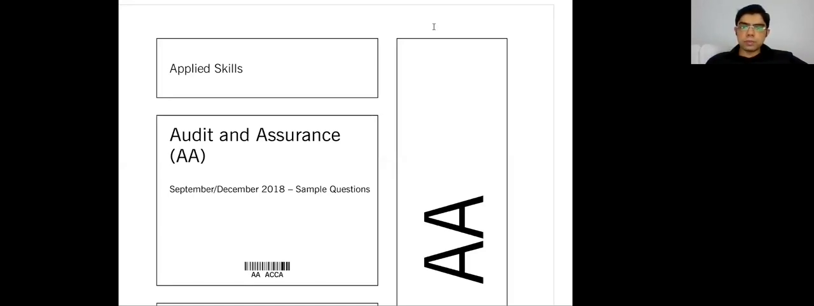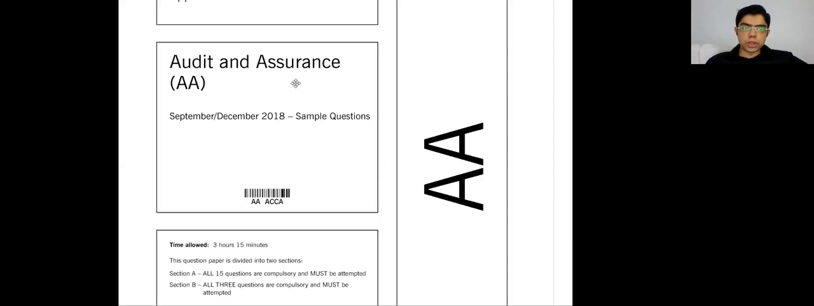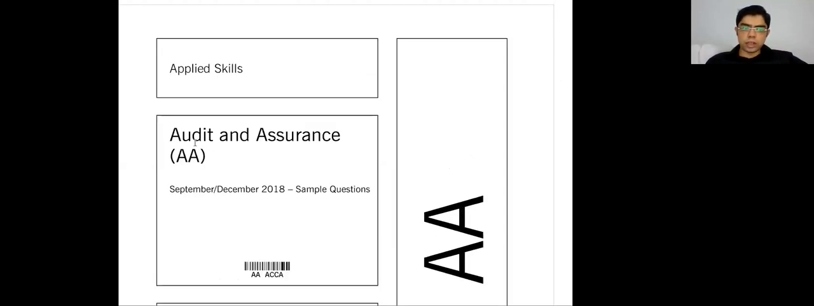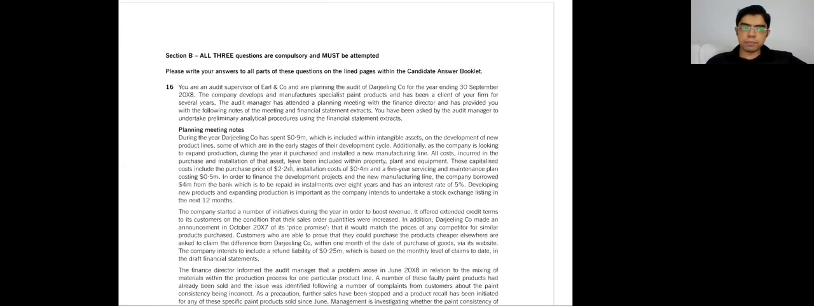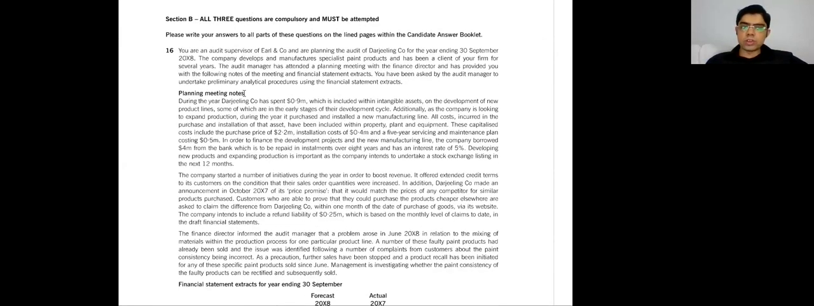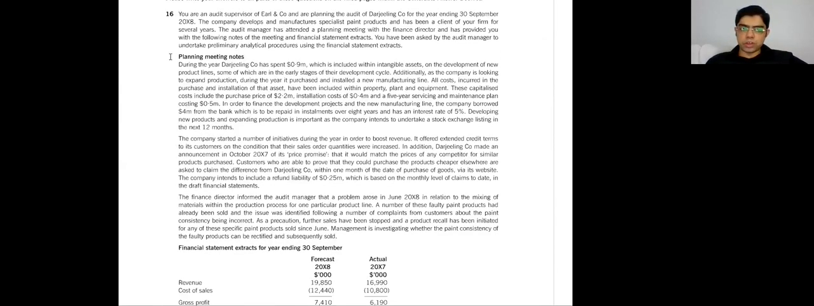The question we would be solving today is from a relatively recent attempt, Audit and Assurance, September-December 2018 sample questions that were released by the ACCA. And this is question number 16. Questions 1 to 15 are objective type, multiple choice questions. This is a Section B question, which is question number 16 on your question paper.